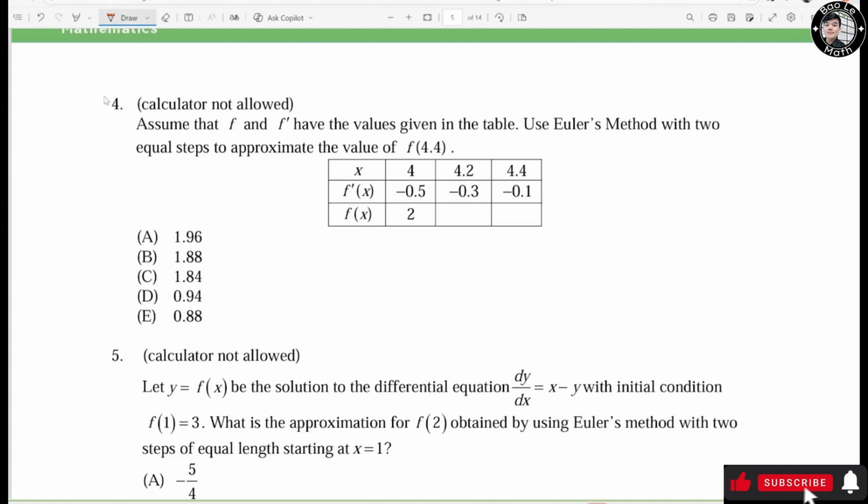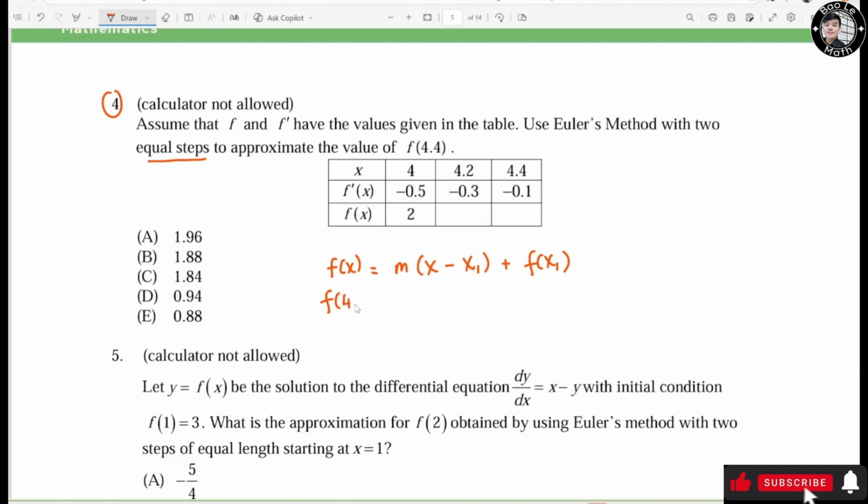Now let's move on to question 4. Assume that f and f prime have the values given in the table. Use Euler's method with 2 equal steps to approximate the value of f of 4.4, right? So 4.4 is the final value right here, right? Remember, we have f of s equals the slope times s minus s1 plus f of s1, right?